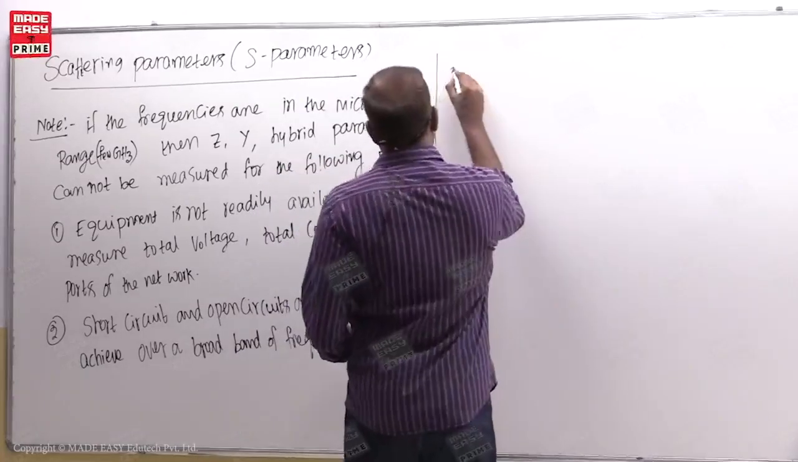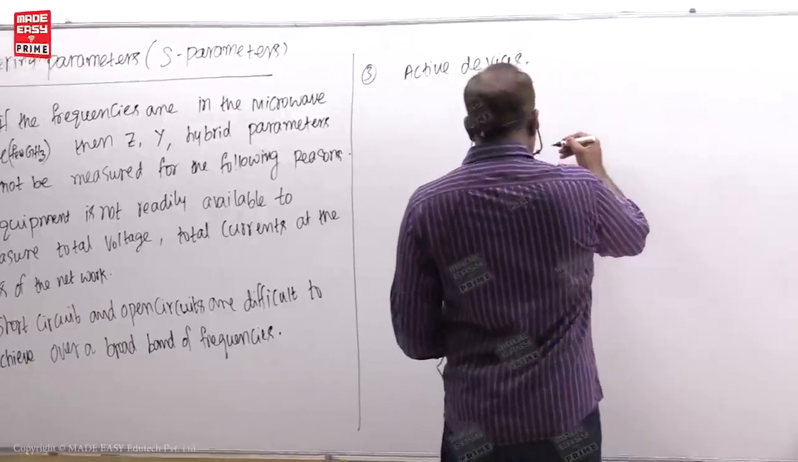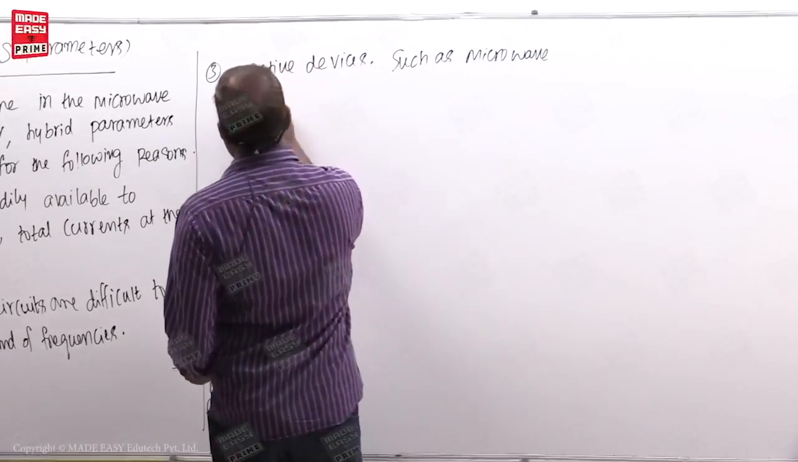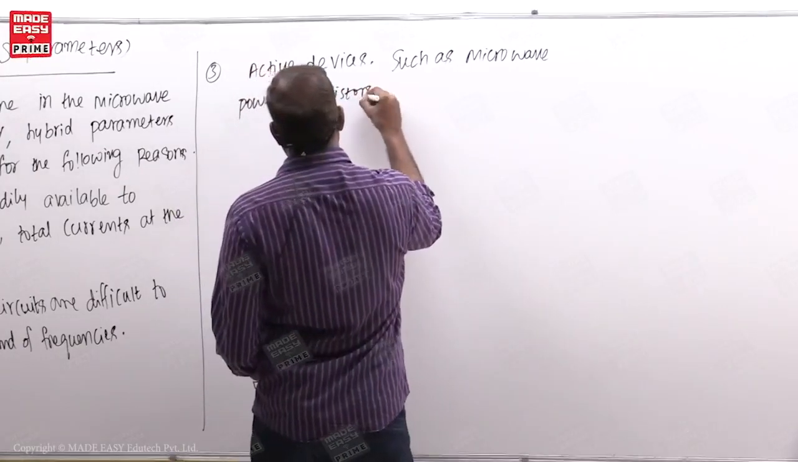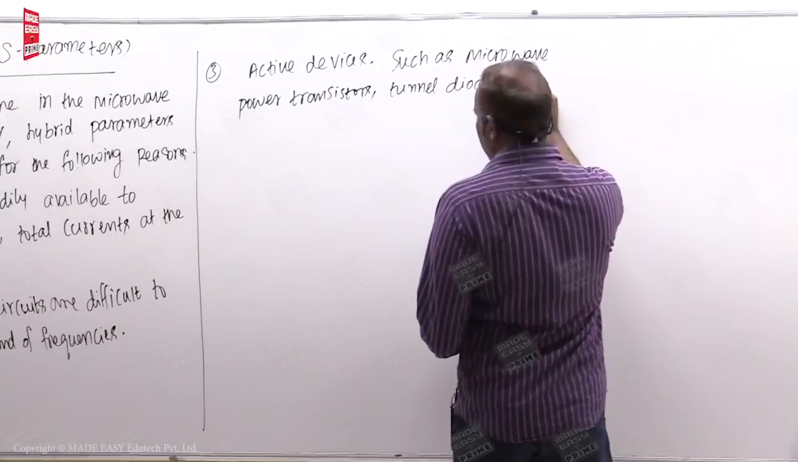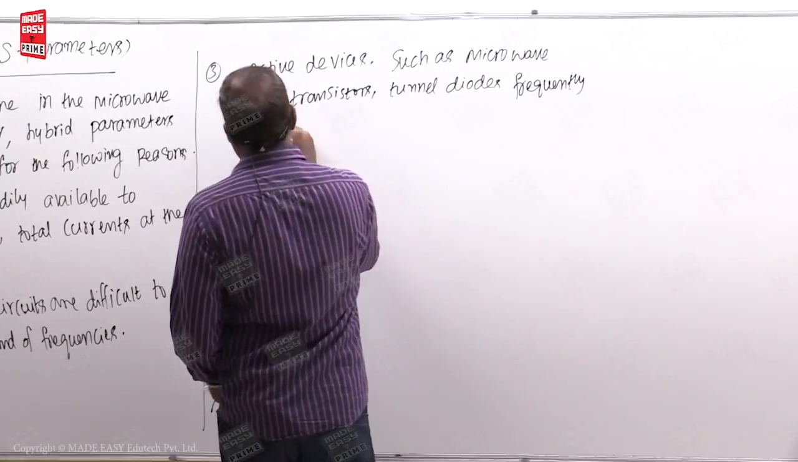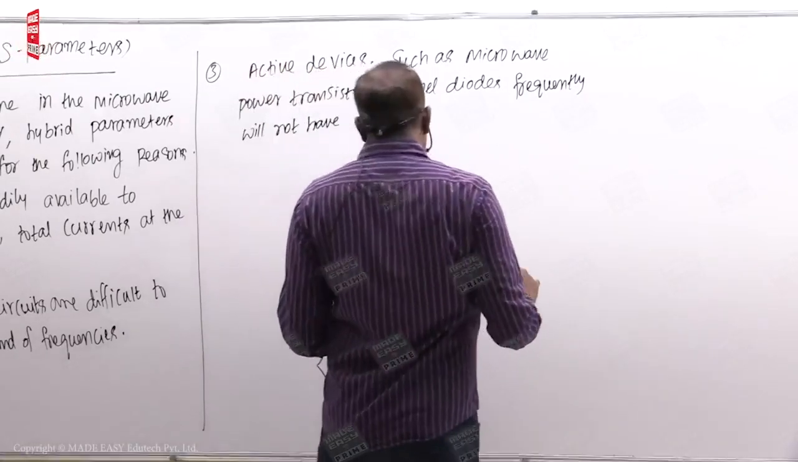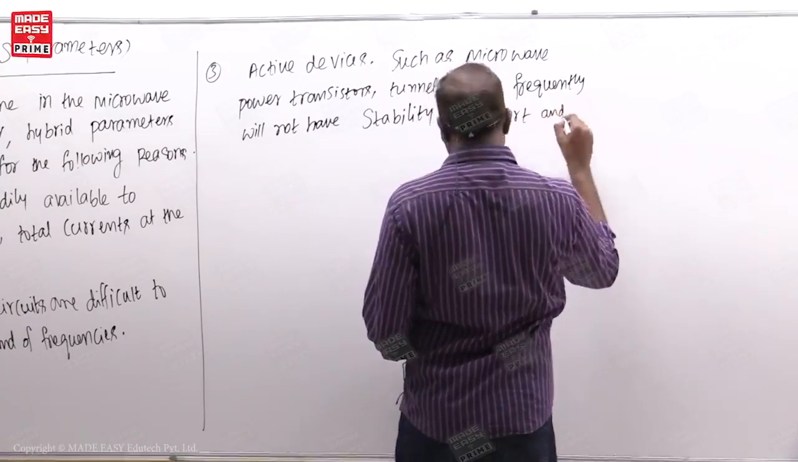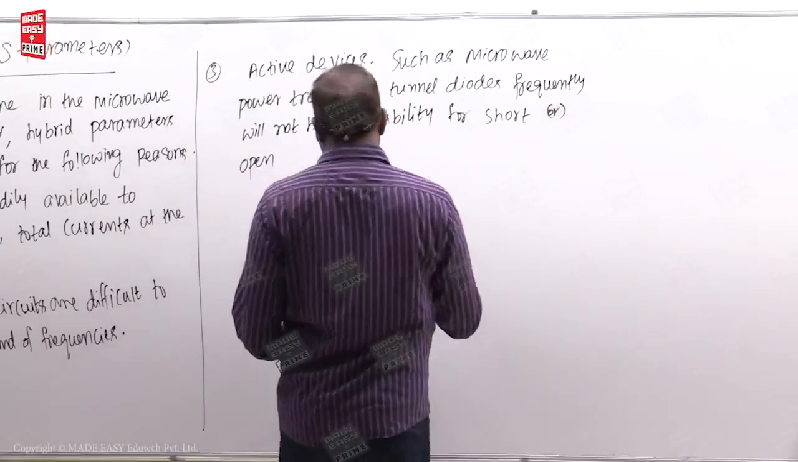Now, active devices such as microwave power transistors, tunnel diodes, frequently will not have stability for short or open circuit conditions.